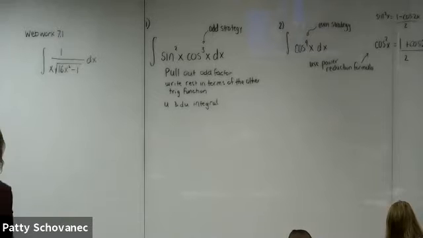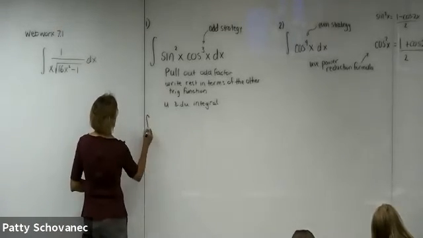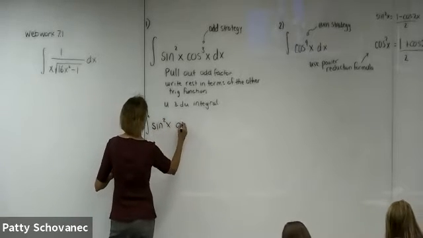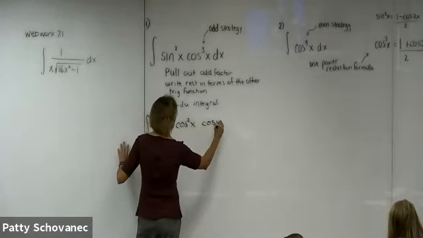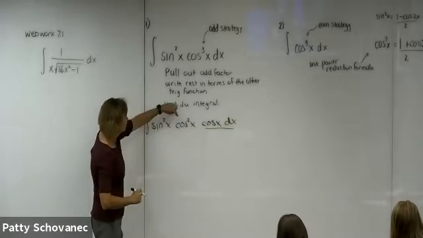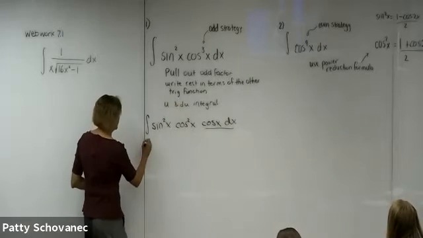Okay, so I'm going to go ahead and do this first one. I'm going to pull out one of the cosines. That'll leave me a cosine squared x to replace in the next step. So I'm setting that up as the du. What do I replace the cosine squared with? Minus sine squared.